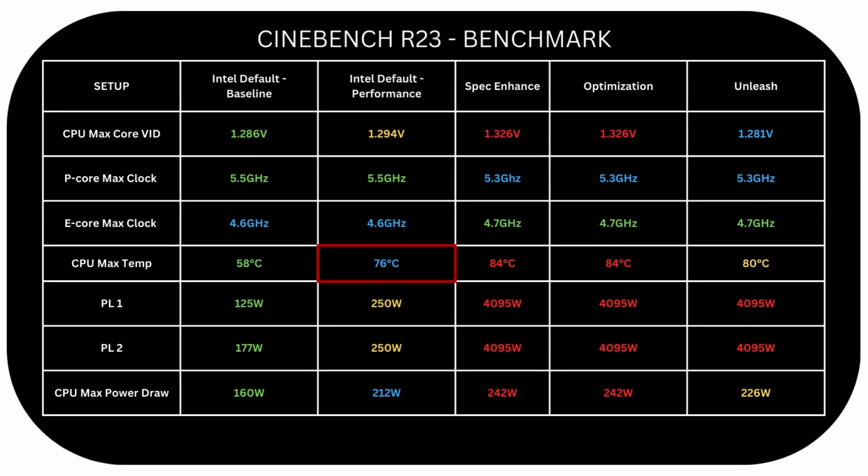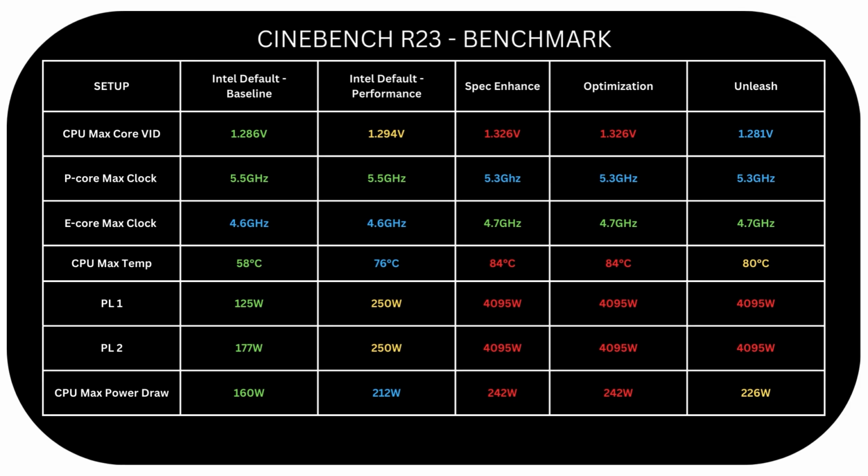For performance mode, it jumped to 76. Then on spec enhance and optimization, it reaches 84. So around 25 degrees Celsius difference from default baseline to those Gigabyte power profile modes. And finally, for the Unleash one, it gets a bit down to 80 degrees. I'm a bit surprised that Unleash mode seems to be the least aggressive when it comes to voltage and temp increase. I would expect Unleash to be the most demanding one, but it seems that optimization and spec enhance are more in this case.